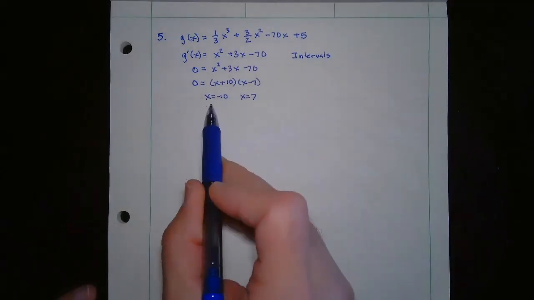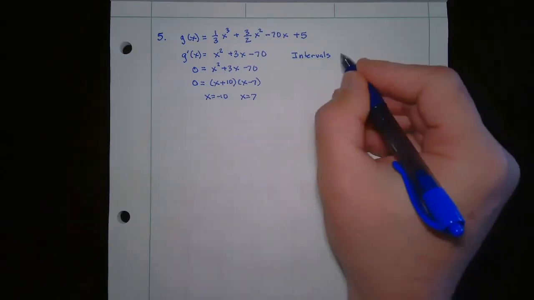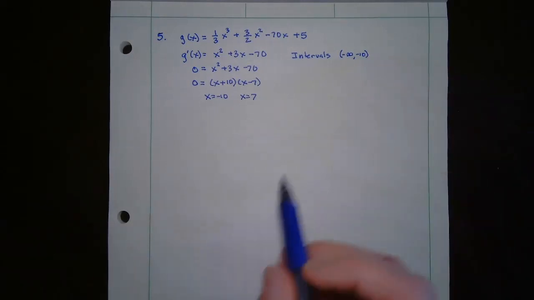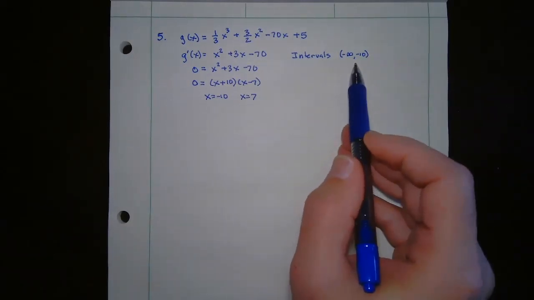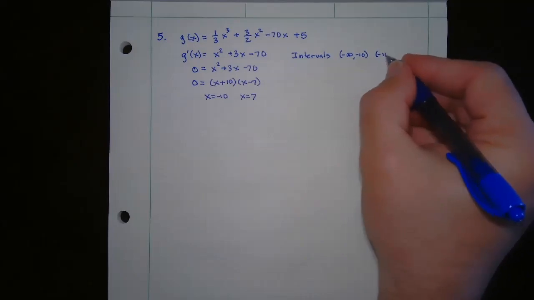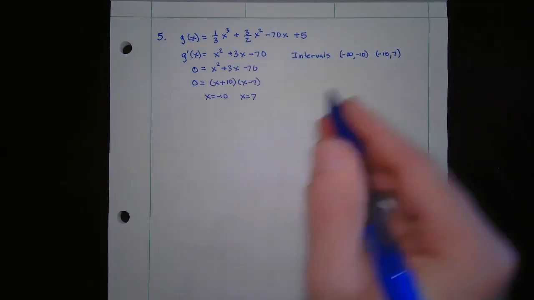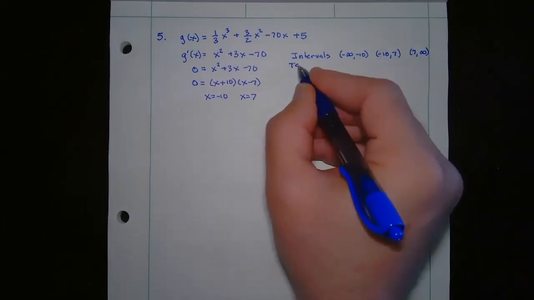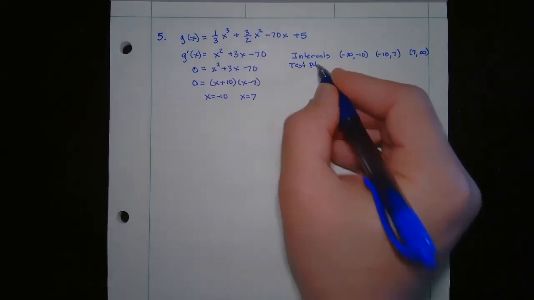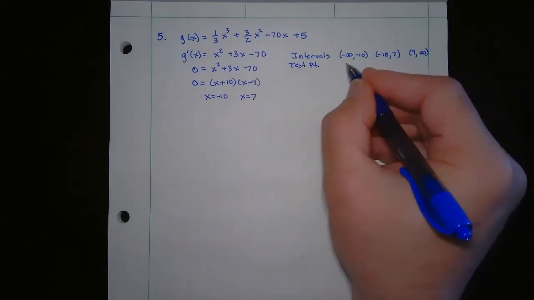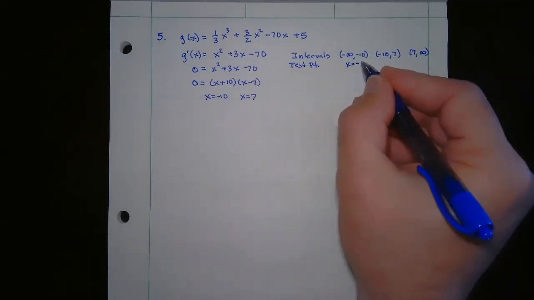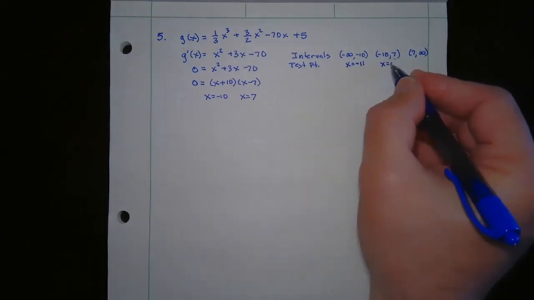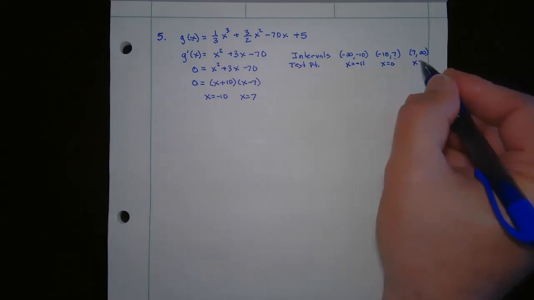You're going to go from negative infinity to negative 10, and then from negative 10 to 7, and then from 7 to infinity. And then we're going to have a test point. For our test points, I would use x equals negative 11. In between negative 10 and 7, a good one would be x equals 0, and then x equals 8.